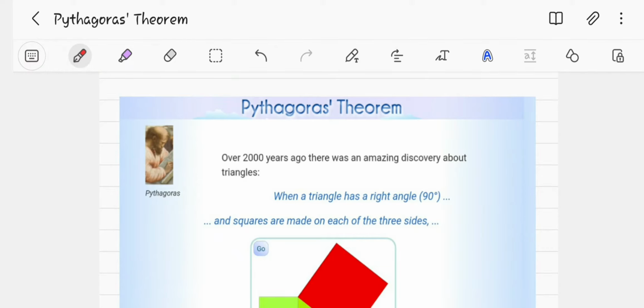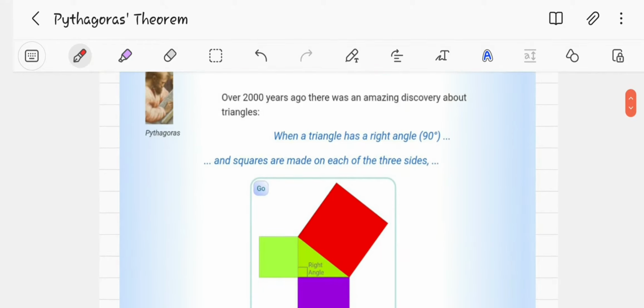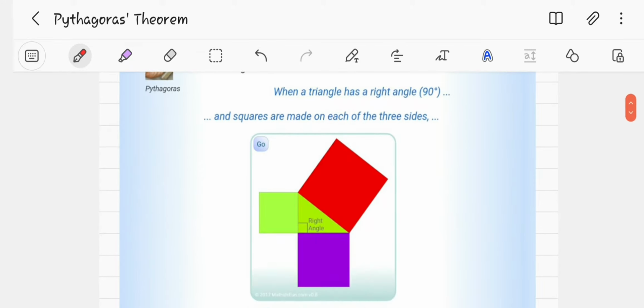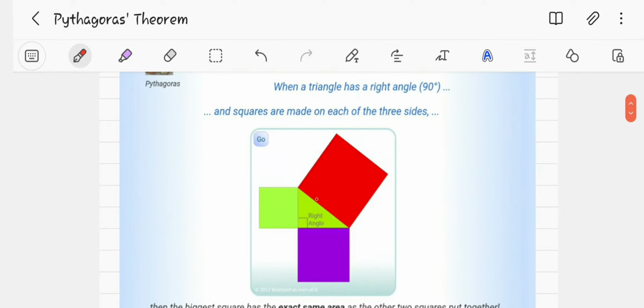So the theory of Pythagoras, who was a really smart Greek mathematician over 2,000 years ago, discovered something about triangles. He said when a triangle has a right angle, which we know as a right angle triangle, we find the squares on each side of that triangle. As you can see here, the square on the hypotenuse is red. That's the same thing as squaring the length of the hypotenuse, right? And then squaring the length of the other side.